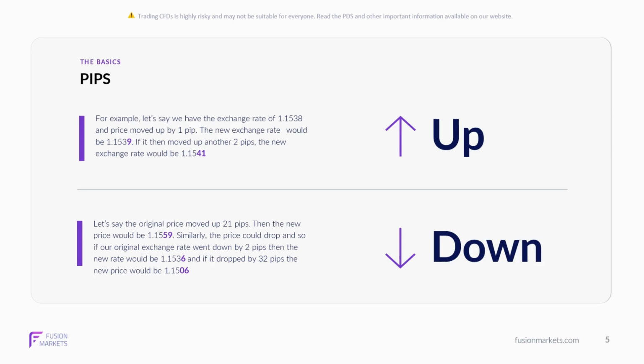So let's say price moved down 2 pips from our original exchange rate here. If it moved 2 pips down, we'd take 2 from this 8, and that would give us 1.1536. If it then dropped by 32 pips, if the original exchange rate actually dropped by 32 pips, we take 32 from this 38, giving us 1.1506.